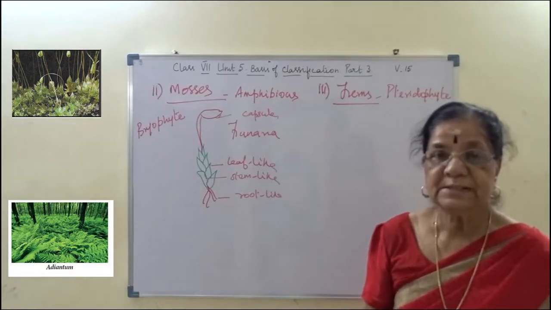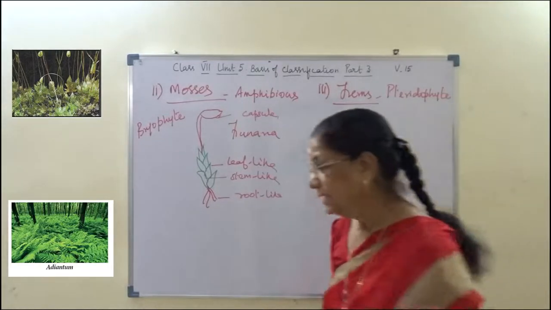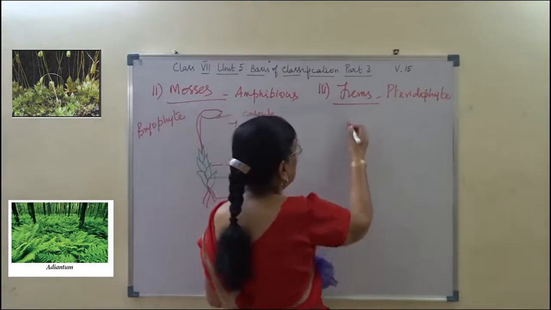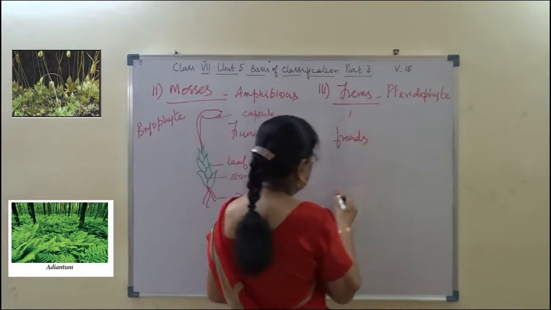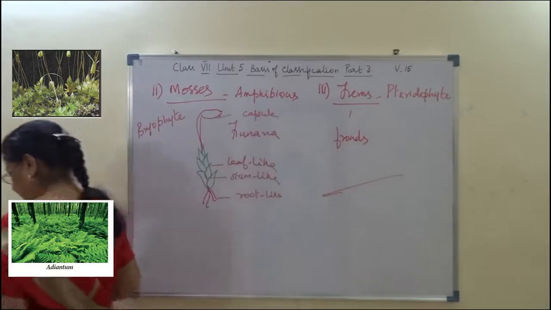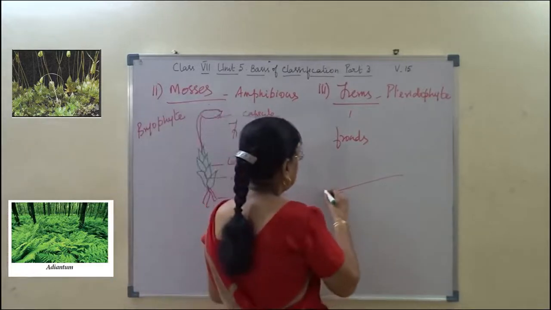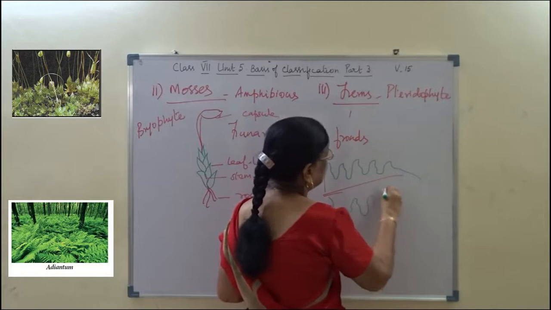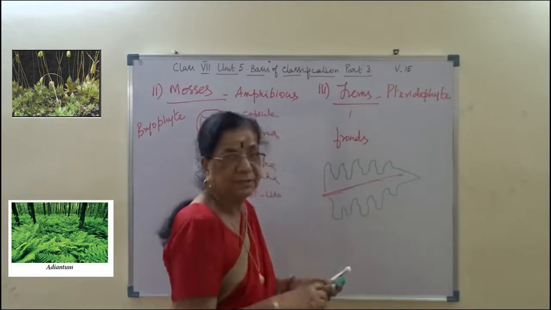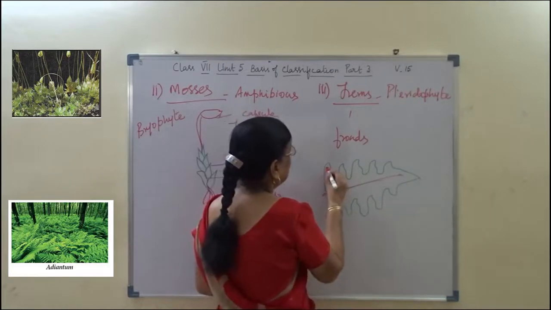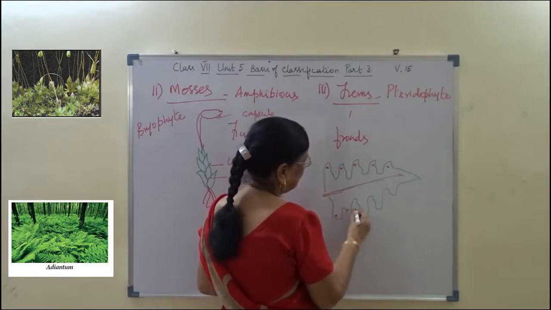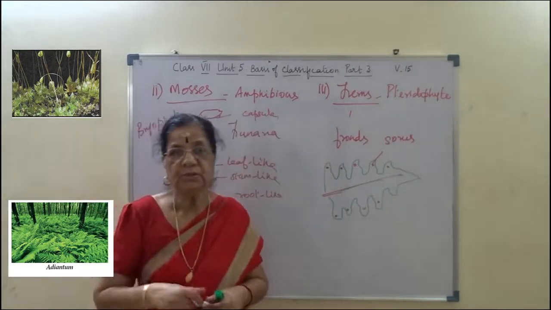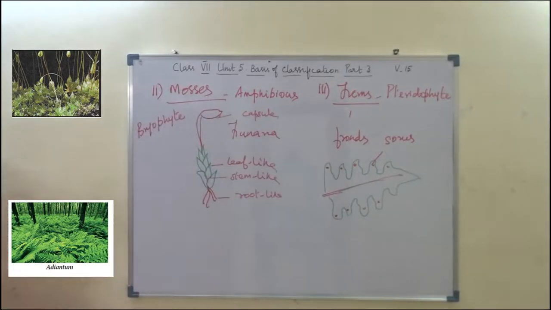The fern is an ornamental plant where the young leaf of the fern is called a frond. The young leaf will have a leaf structure like this. In the space between them, the reproductive structure will be present in the gap. This is called sorus. One sorus layer has sporangia, and this is the reproducing body.